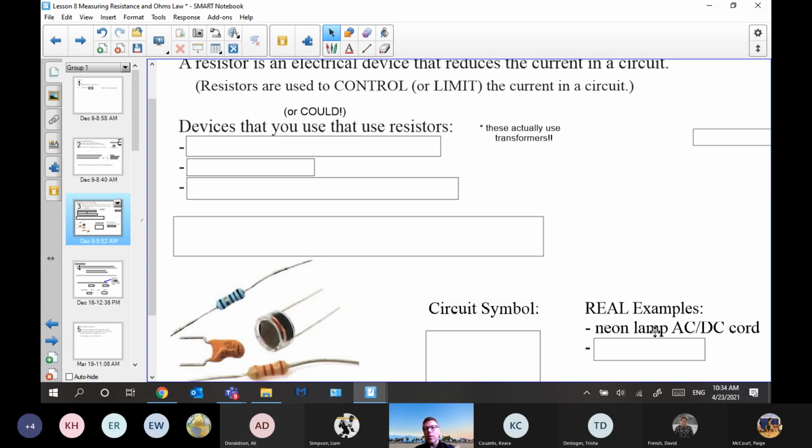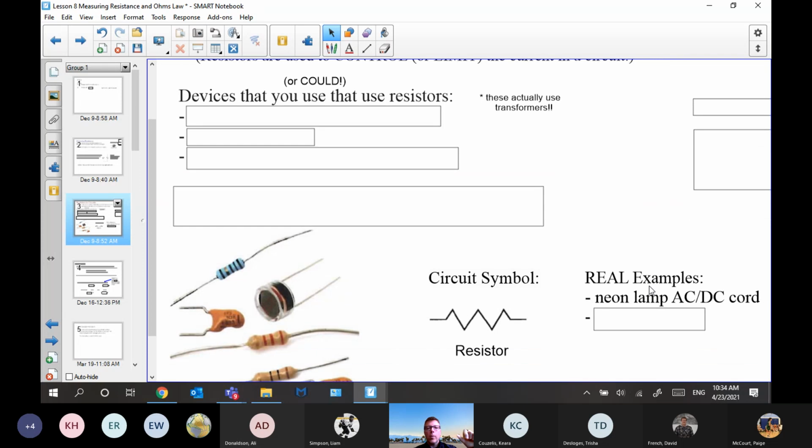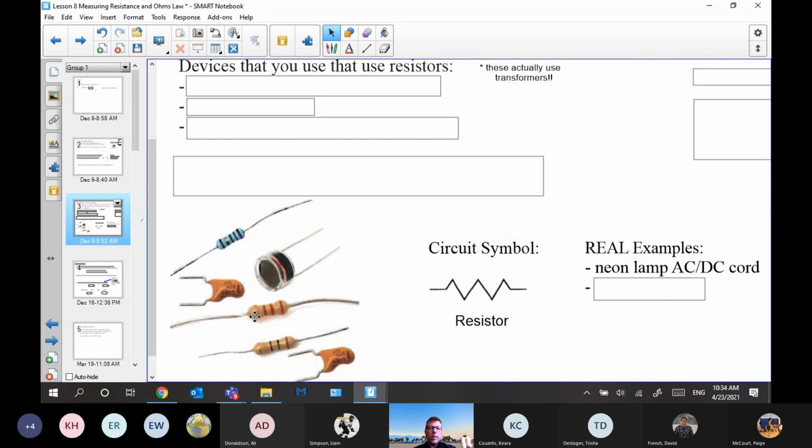So you have to put a resistor in series with it, which is this symbol in a circuit. Resistors look like this in a circuit. That's exactly what they look like, in different versions, but these are the types that I usually have used. It's just there to help control the flow of electricity so you don't burn out the neon lamp.